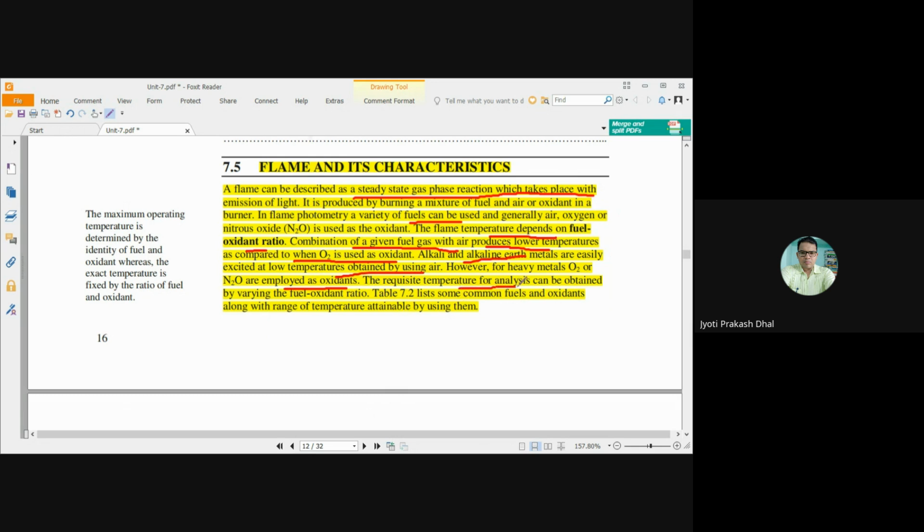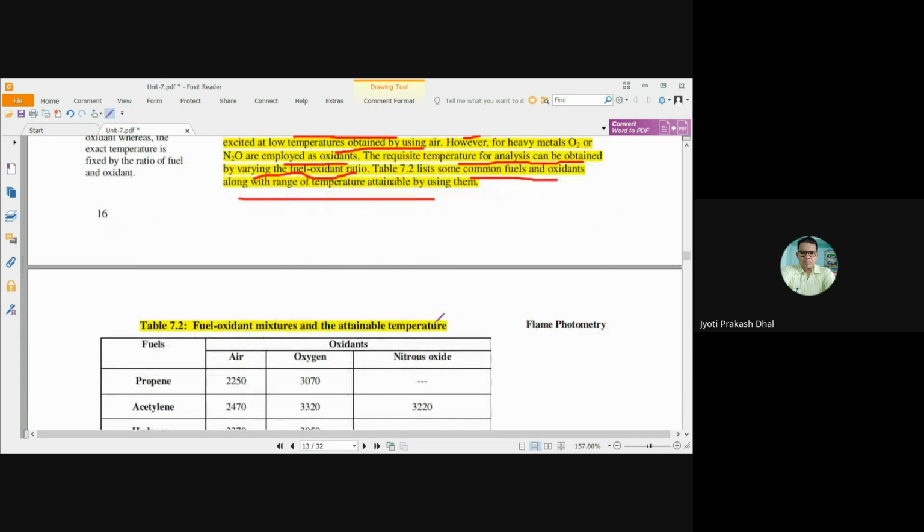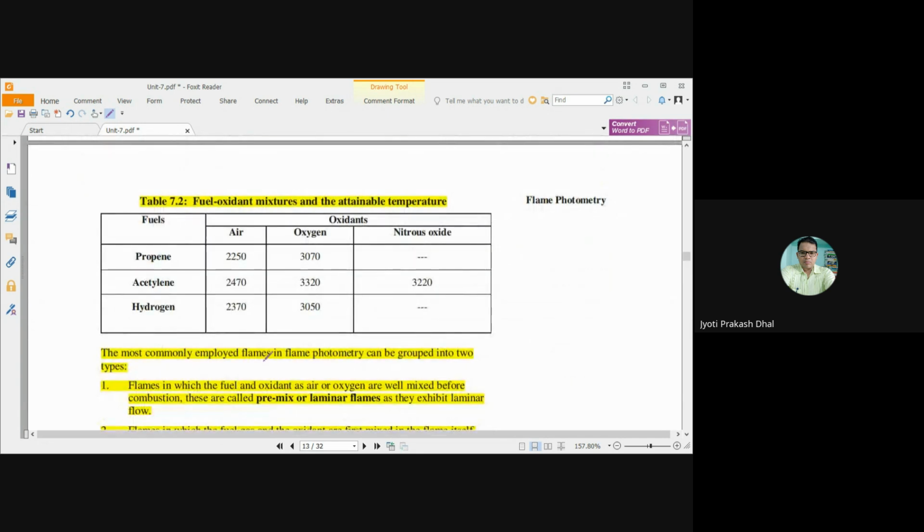The requisite temperature for analysis can be obtained by varying the fuel oxidant ratio. Table 7.2 lists some common fuels and oxidants along with the range of temperature attained using them. The first one is propane fuel: if you use propane and air is the oxidant, then the temperature produced will be 2250. In the case of propane fuel, if oxygen is the oxidant, then the temperature will be 3070 degrees Celsius.